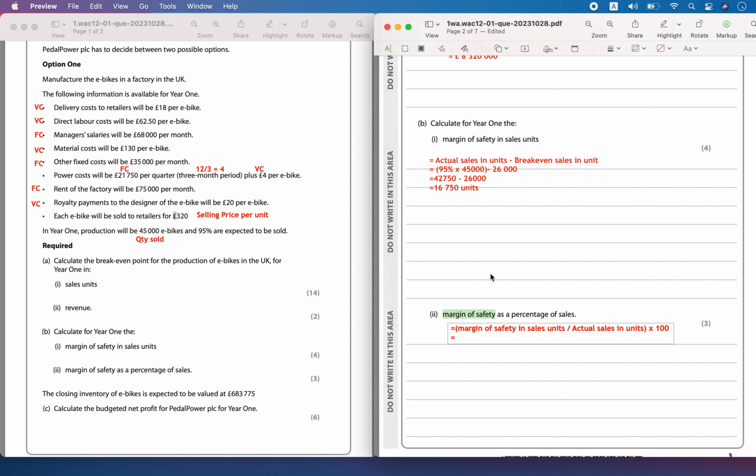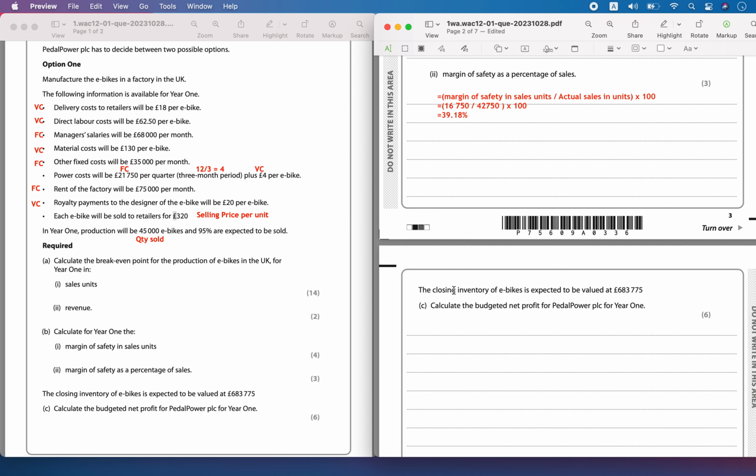So that is equal to: margin of safety in units was 16,750, divided by the actual sales. We know it is 95% of 45,000 e-bikes, that is equal to 42,750. So 16,750 divided by 42,750, times 100. So that is equal to 39.18%. So this is the margin of safety that could be achieved in sales.